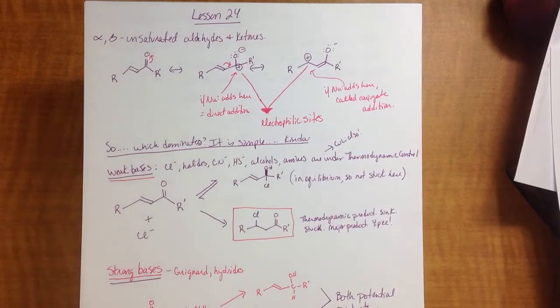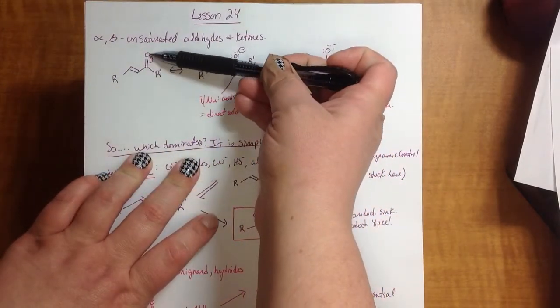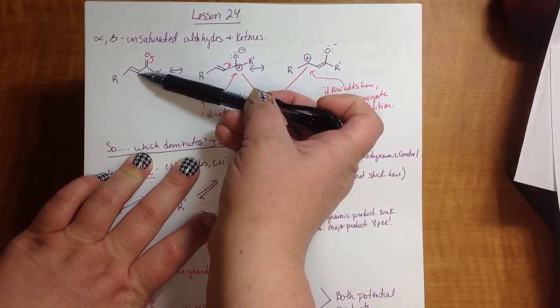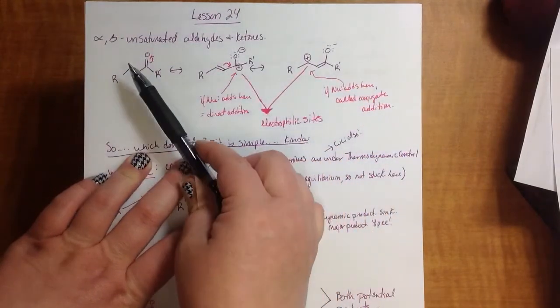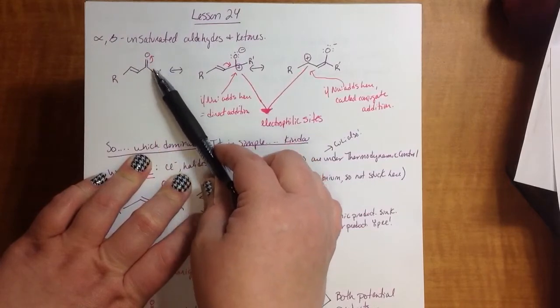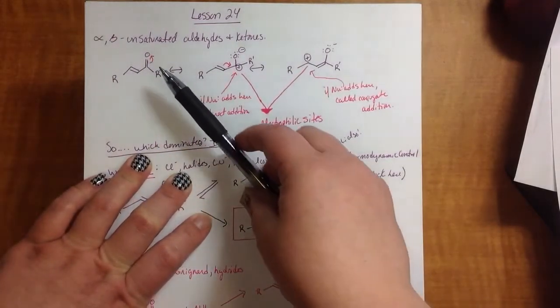Okay, so in lesson 24 we're going to talk about alpha-beta unsaturated aldehydes and ketones. An unsaturated bond, as you recall, is a double bond of some sort. In this case, if this is your carbonyl group, this would be the alpha position, and the next one would be the beta position. What that essentially means is a double bond that's conjugated with that C=O bond there. Now, you can go through two different types of resonance structures here.